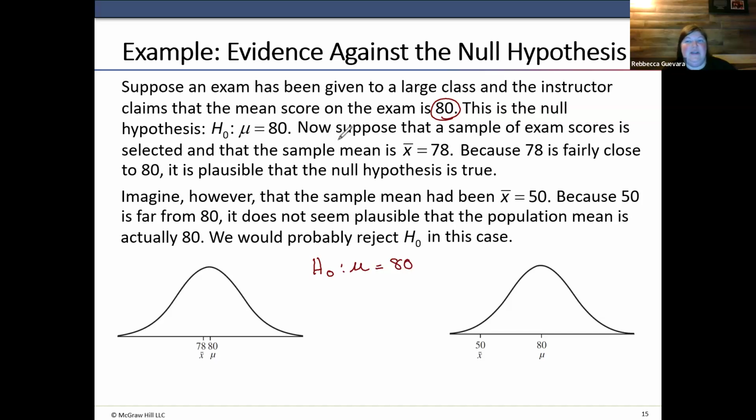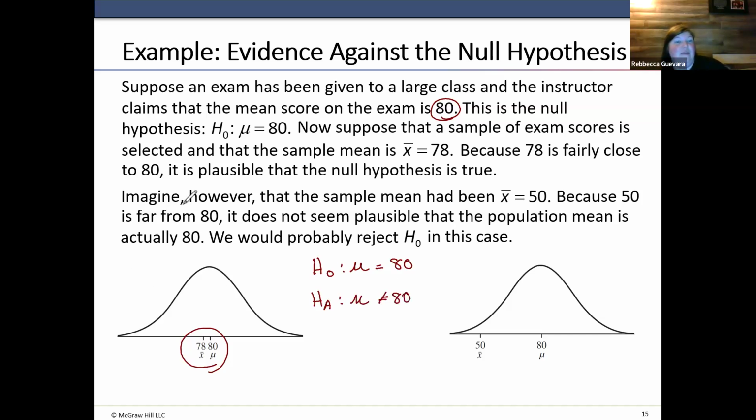Now suppose that a sample of test scores is taken, and the sample mean is going to be 78. So 78 is fairly close to 80. So it is plausible that the null hypothesis is true. I'd say our alternative hypothesis, since they didn't state it, is simply that it's not 80, but we'll see what it is.